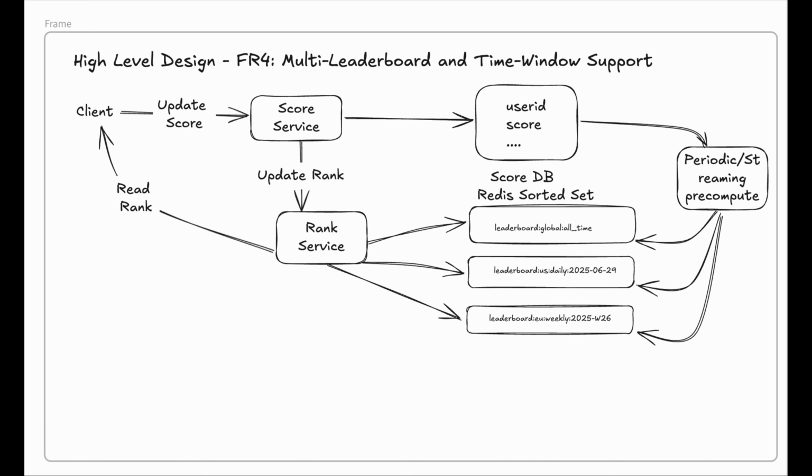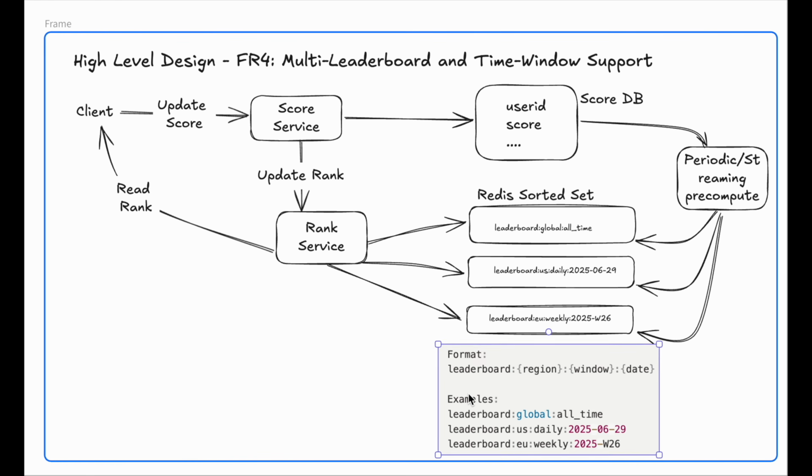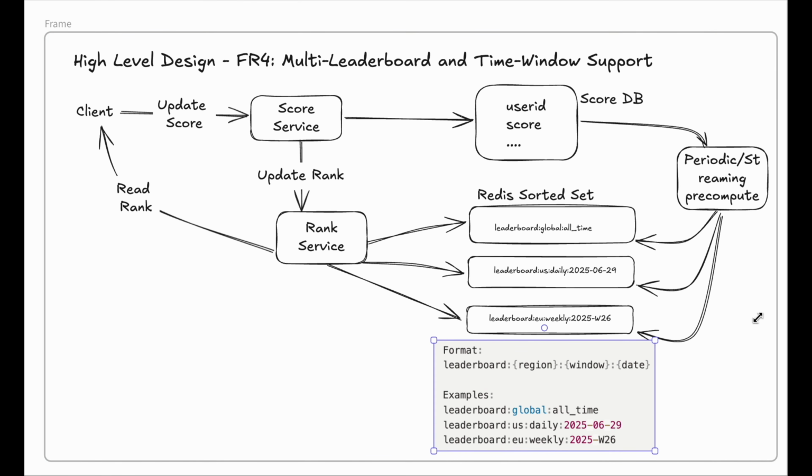When a user submits a score, it flows through the score service, which writes to the score database and notifies the rank service. The rank service is now responsible for updating multiple Redis sorted sets, each representing a different leaderboard slice. For example, leaderboard:global:all-time. Leaderboard:US:daily:2025-06-29. Leaderboard:EU:weekly:2025-week-26. Each key reflects a specific region and time window, allowing us to isolate and manage rankings independently.